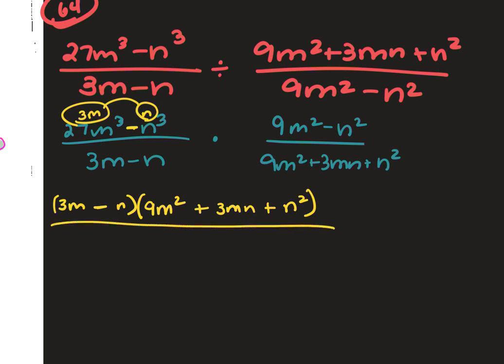I would say for perfect cubes, you want to know up to like 125. So I would know, 1 cubed is 1, obviously. 2 cubed is 8. 3 cubed is 27. 4 cubed is 64. 5 cubed is 125. If you know those, you should be good.